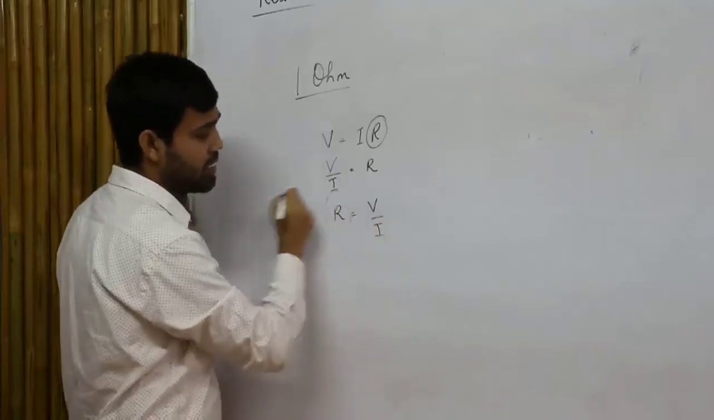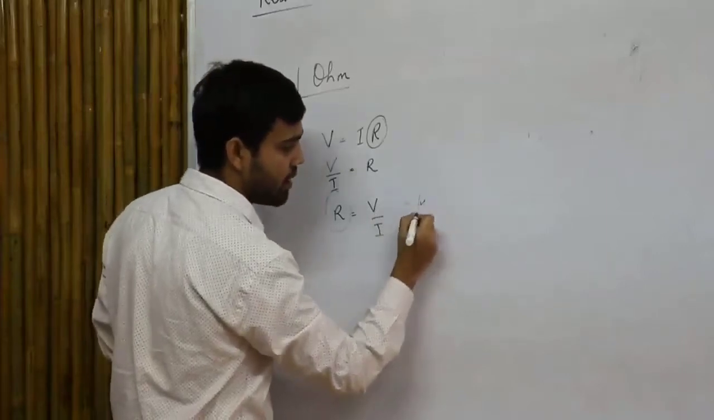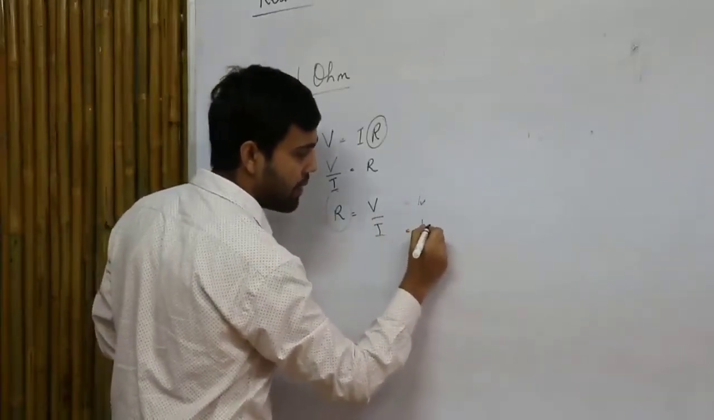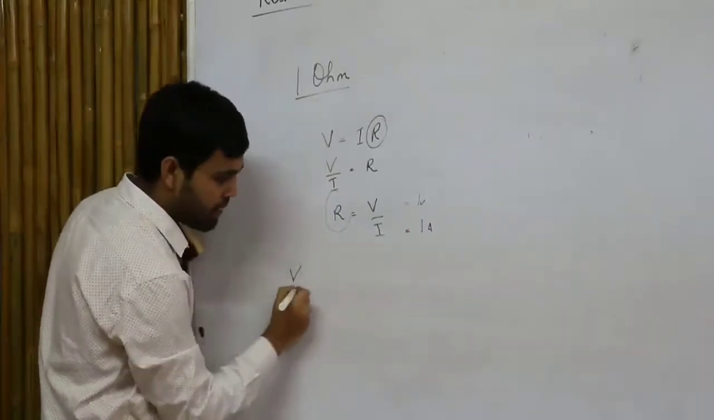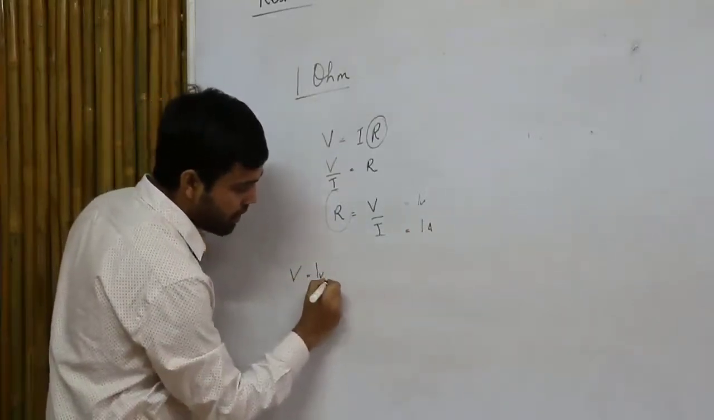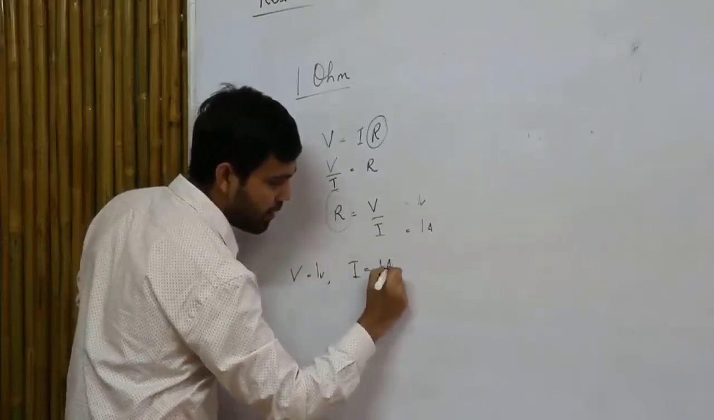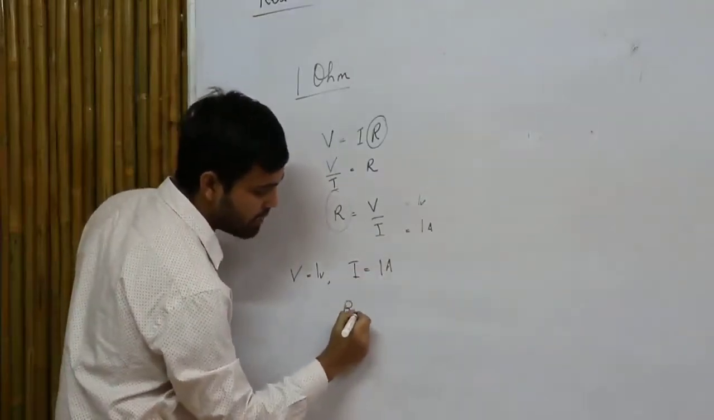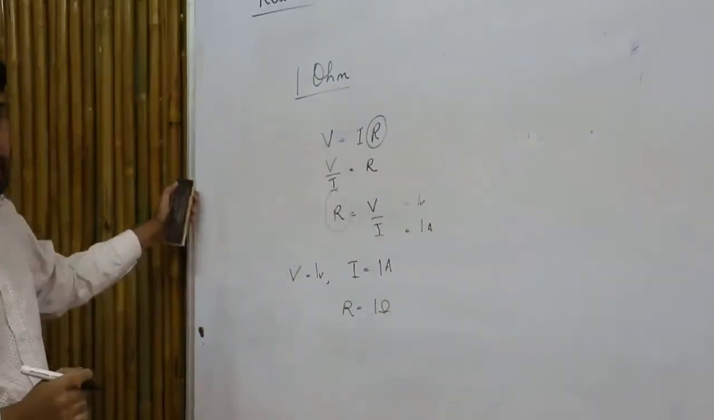Now when will resistance be 1 ohm? When my potential difference is 1 volt and my current is 1 ampere. So what I'm doing, I'm putting my potential difference to be 1 volt and my electric current to be 1 ampere. And when I do so, I have my resistance is equal to 1 ohm. So from here I am getting the definition of 1 ohm.